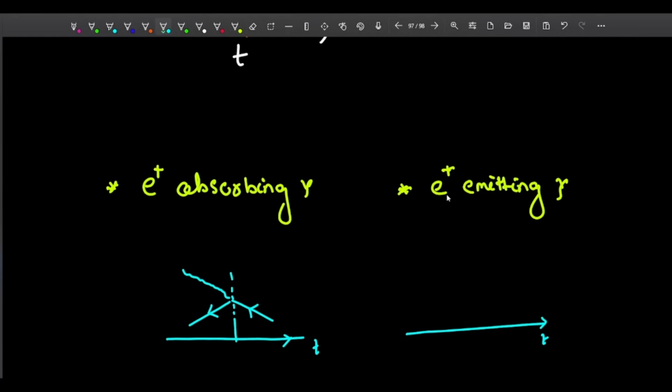And for the positron emitting a gamma ray, suppose this is your interaction ray, so this is your positron, and it emits one gamma ray, and once again it moves forward in time. Why am I indicating these backward lines? Because these positrons are antiparticles.